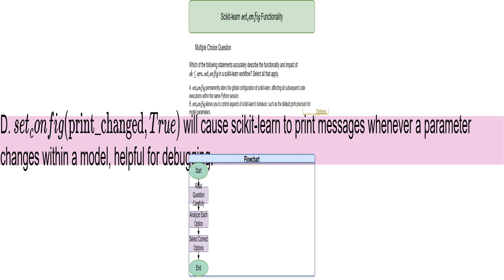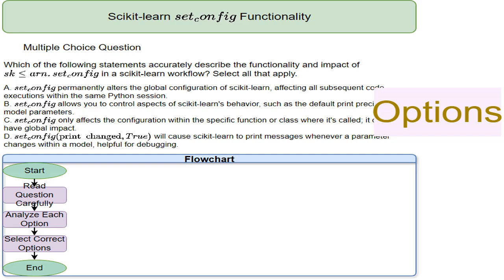This statement suggests a specific use of set_config. It implies that set_config can be used to control the amount of information printed to help debug a model. Here is where we evaluate each option A, B, C, and D based on the given details.